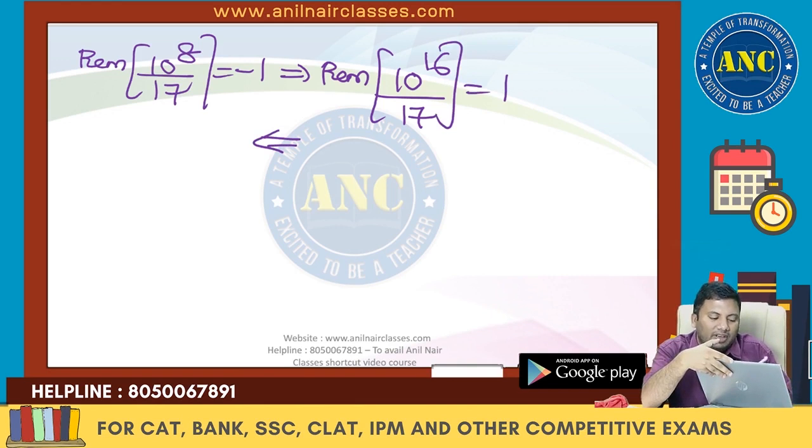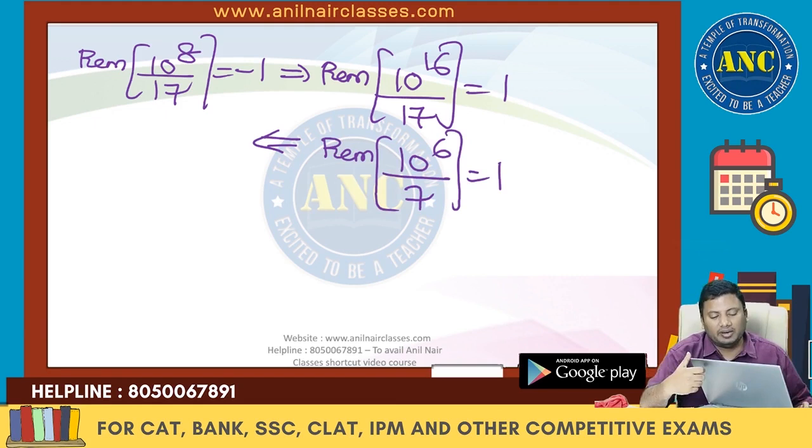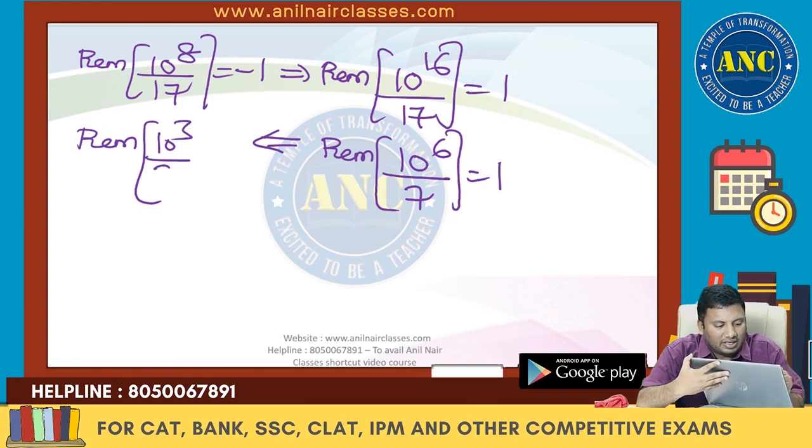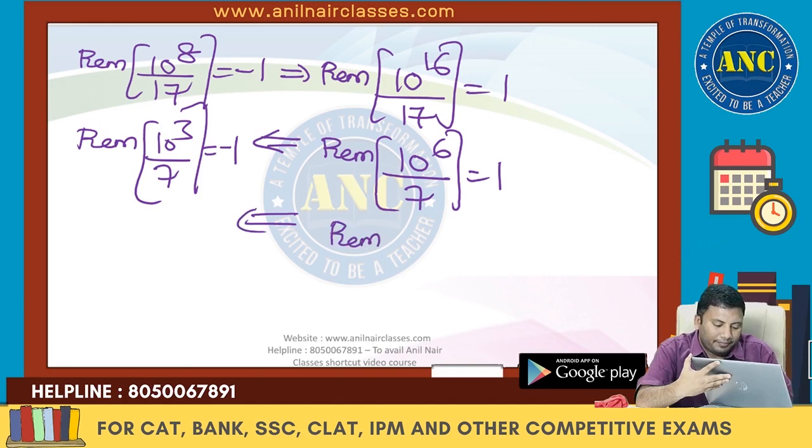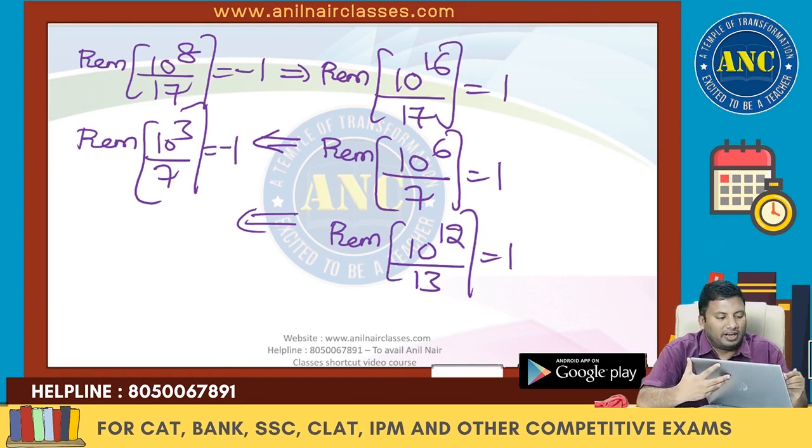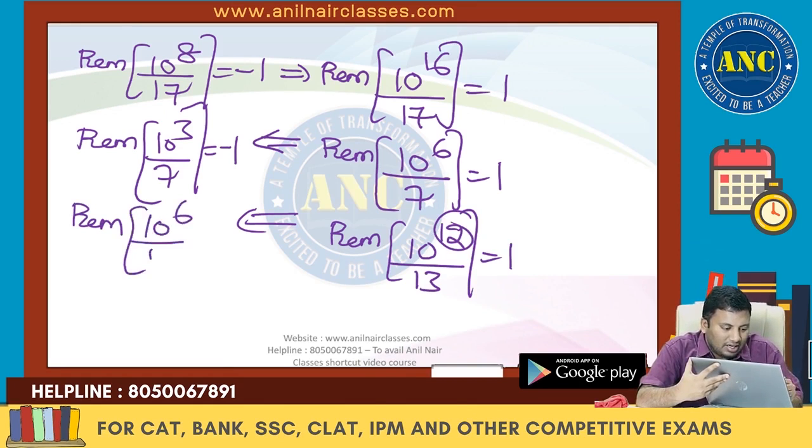Similarly, that's how the previous divisibility rules are defined. Remainder 1: 10 power 6 divided by 7 is 1. If I take half, 10 cube divided by 7, I got minus 1. I hope it is clear. Suppose 10 power 12 divided by 13 is 1. Now, if it is 12, then take 10 power 6 divided by 13. I hope it is clear, right?